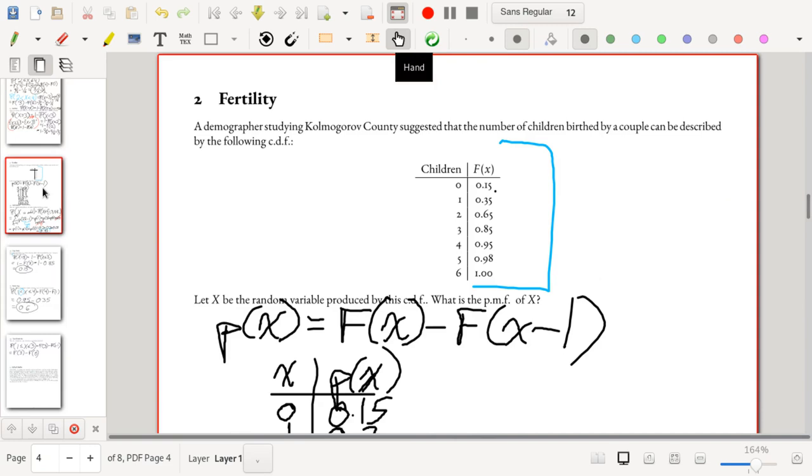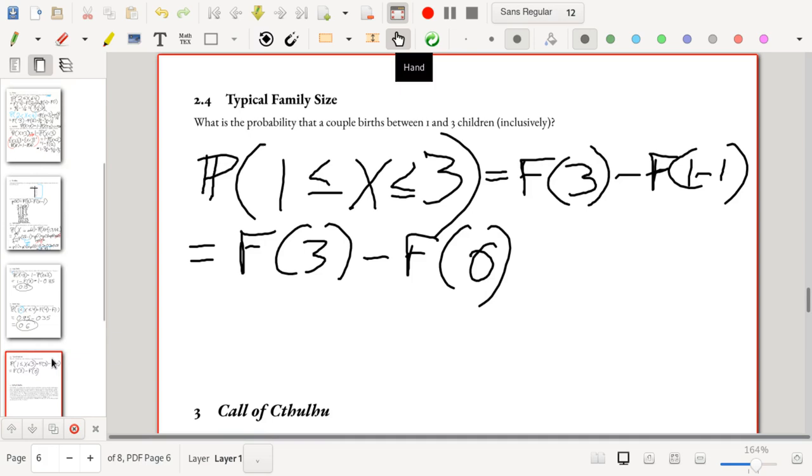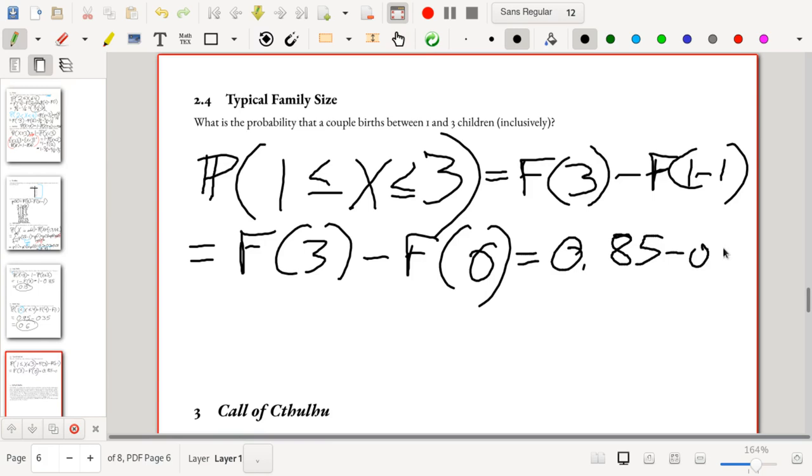I guess we could use this. This thing is here. 0.85 minus 0.15, which is equal to 0.7.